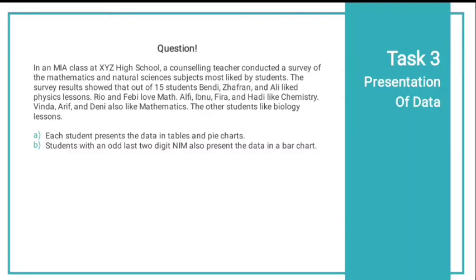The survey results showed that out of 15 students, Bendy, Zafran, and Ali liked physics lessons. Rio and Feby loved math. Alfi, Ibnu, Fira, and Hadi like chemistry. Vinda, Arif, and Denny also like mathematics. The other students like biology lessons. A. Each student presents the data in tables and pie chart. B. Students with an odd last two-digit name also present the data in bar chart.